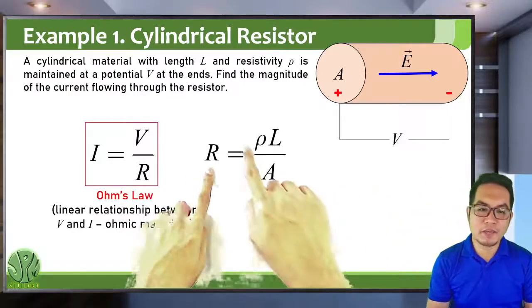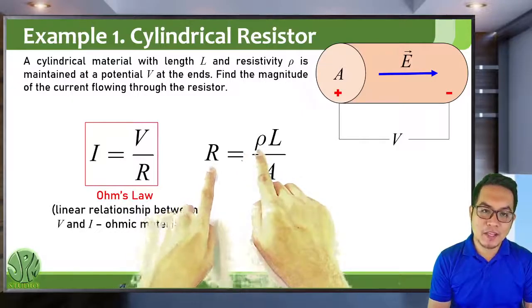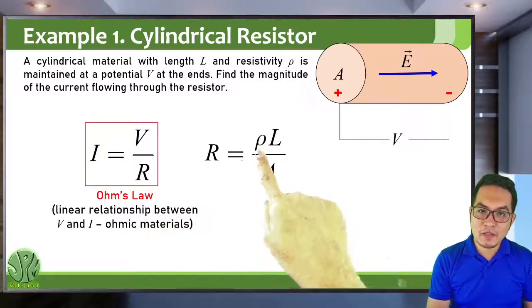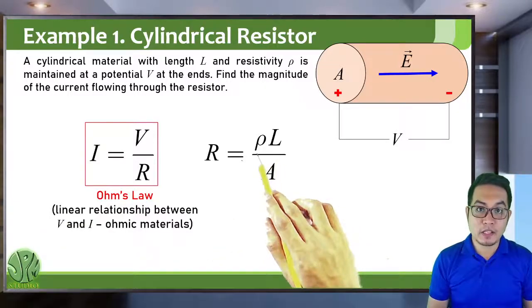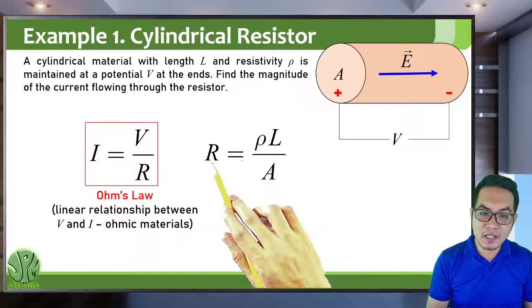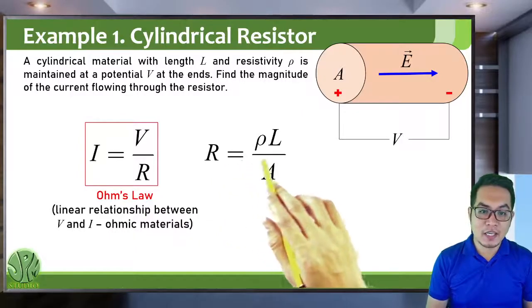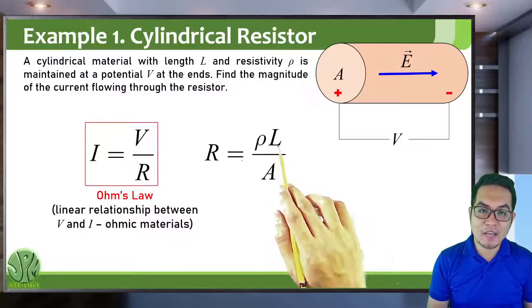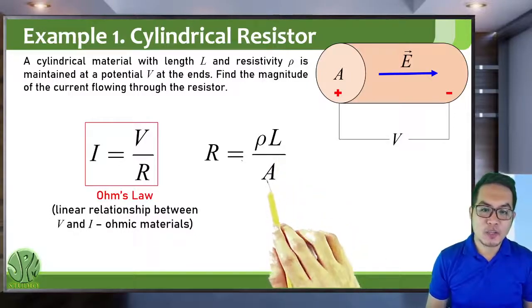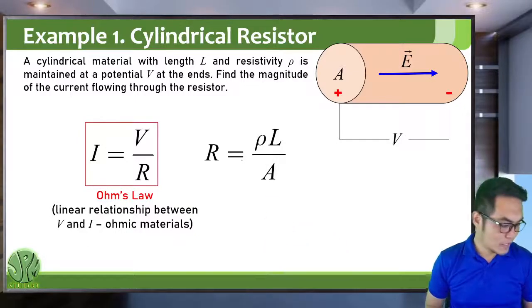Take note here of the difference between resistivity and R. Resistivity is similar to any constants of a material. It just depends on the type of material. But resistance depends on three things: the type of the material, which is given by the resistivity, the length of the material, and the cross-sectional area of the material. So A here is the cross-sectional area.